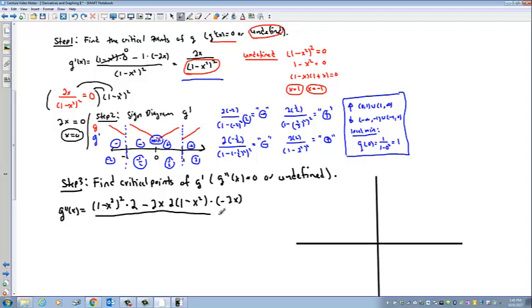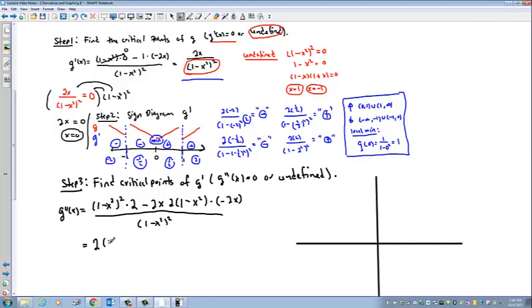And that's all over your low squared. So 1 minus x squared quantity squared. So now we need to clean this up a bit. So let's clean it up. So this is going to equal, let's write the numbers first.